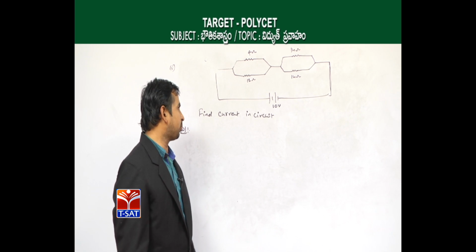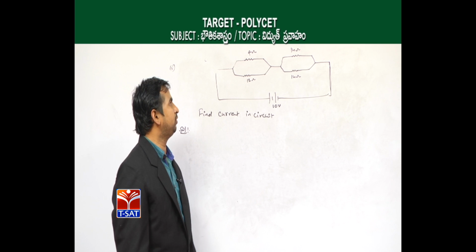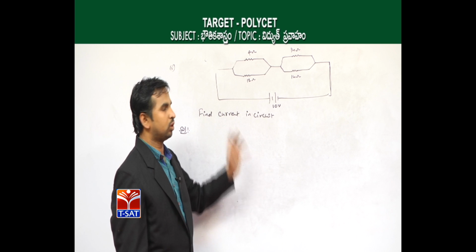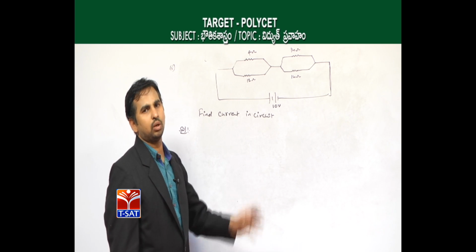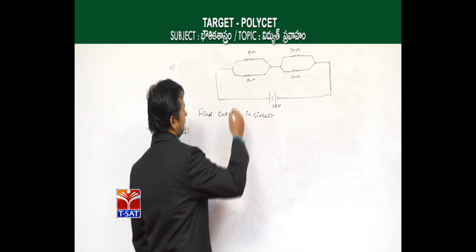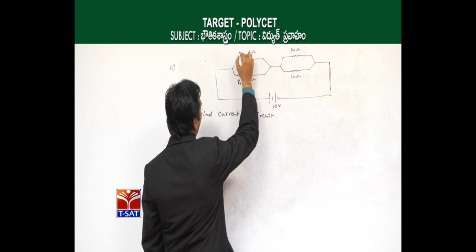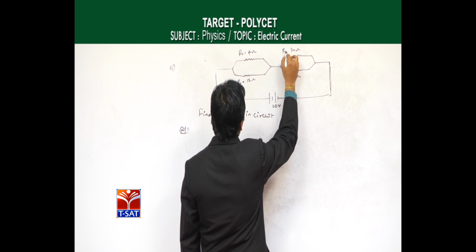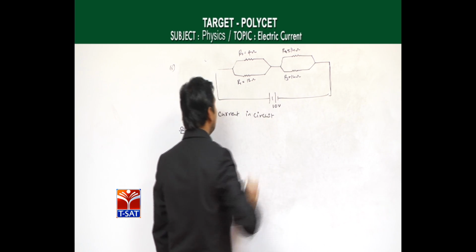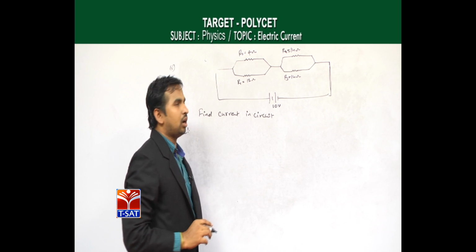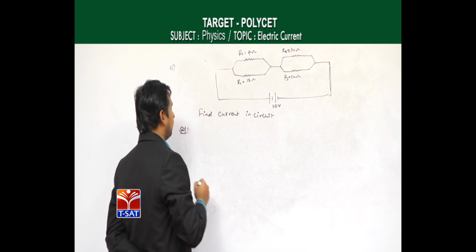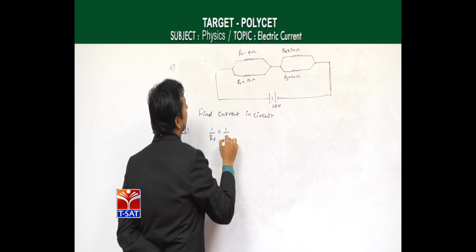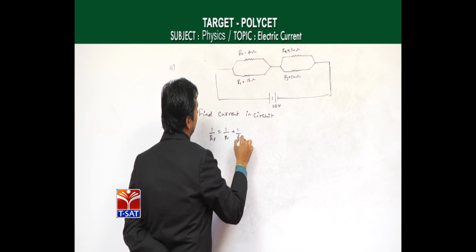Now for these types of problems, first we have to calculate the equivalent resistance for the 12 ohms and 4 ohms, which are connected in parallel. Let us suppose this resistance is R1, this is R2, this is R3, and this is R4. Then if you take the R1 and R2 values, which are connected in parallel, the equivalent resistance becomes 1 by Rp is equal to 1 by R1 plus 1 by R2.